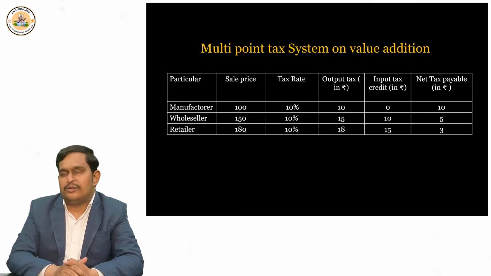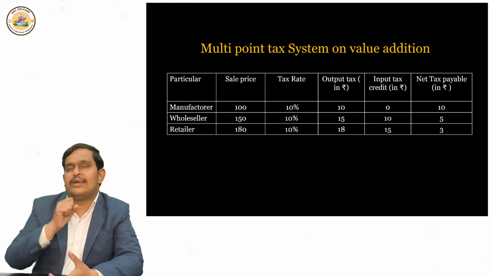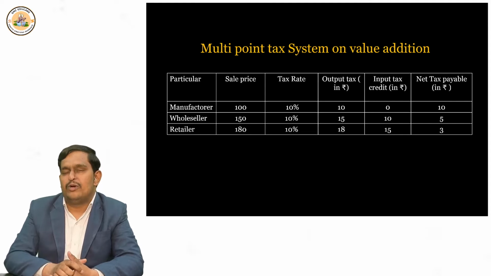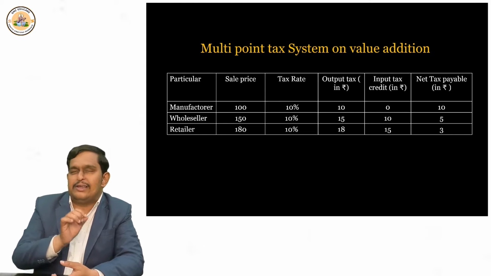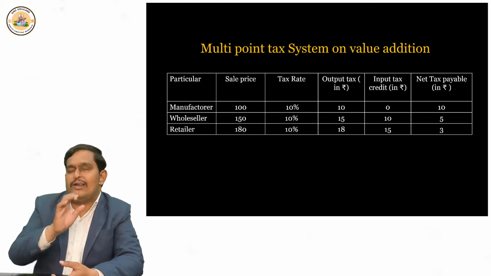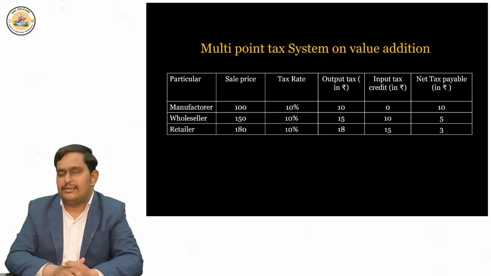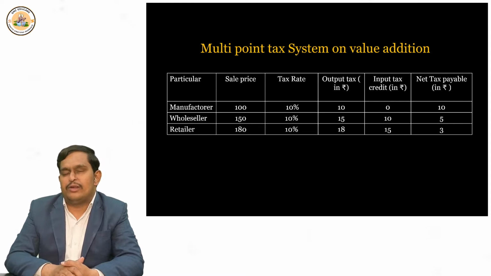Now let me tell you, this is a good system. India also implemented this. Across the globe, almost every country follows this system only for indirect tax. That is the multi-point tax system on value addition. Right? Now, then what was the problem with the system? Why actually did government remove these taxes and bring GST?